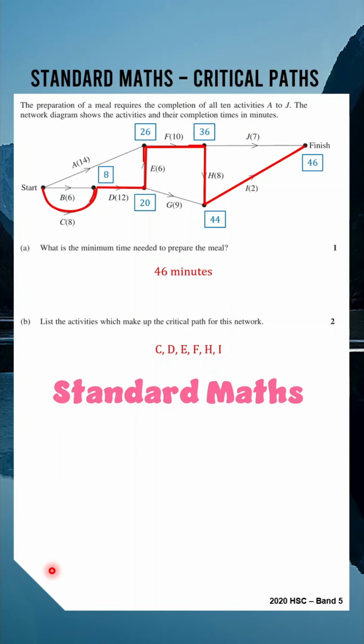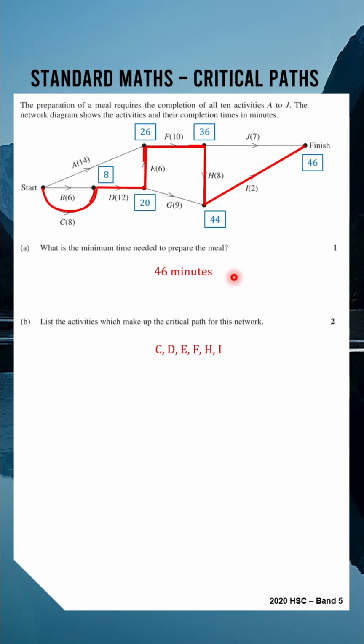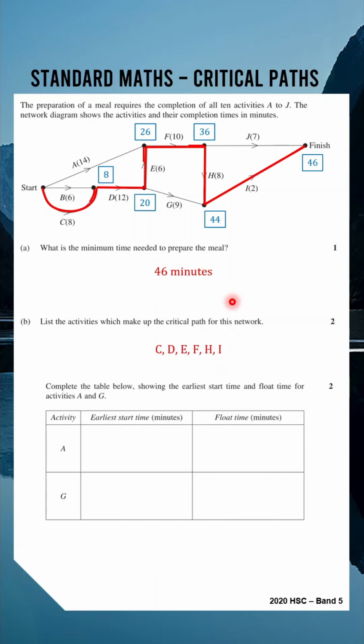Let's finish off this critical paths question for Standard Maths from the 2020 HSC. In parts 1 and 2, we used forward scanning to figure out that the length of the critical path and the activities of the critical path are shown here in parts A and B. For part C, we want to calculate the earliest start time and the float time for activities A and G.